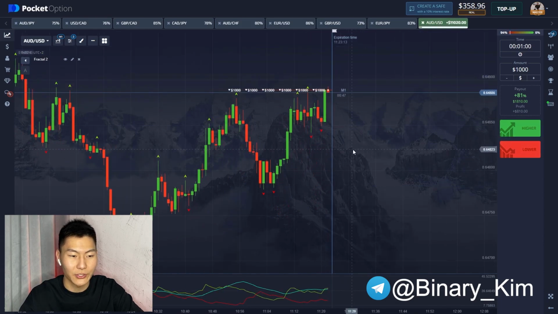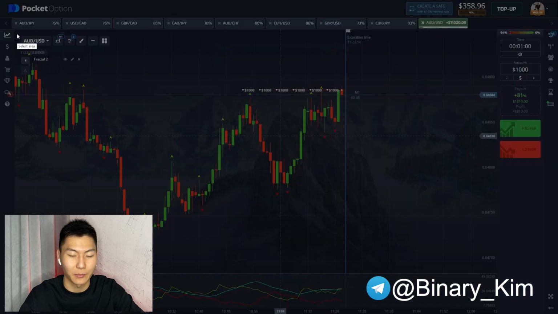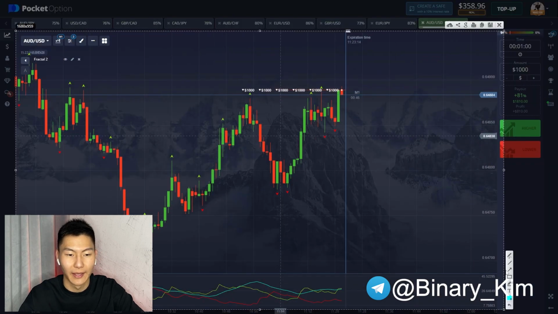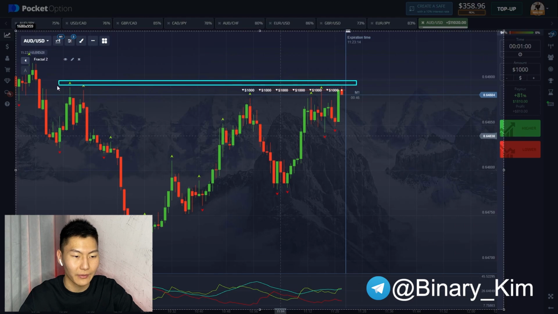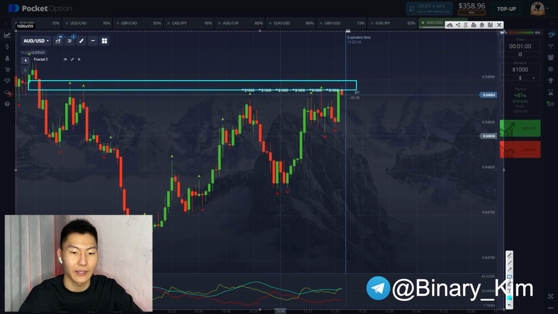Let's open a short position. Yeah, I will point out the workspace. This resistance zone has to play out here. The price should go lower.